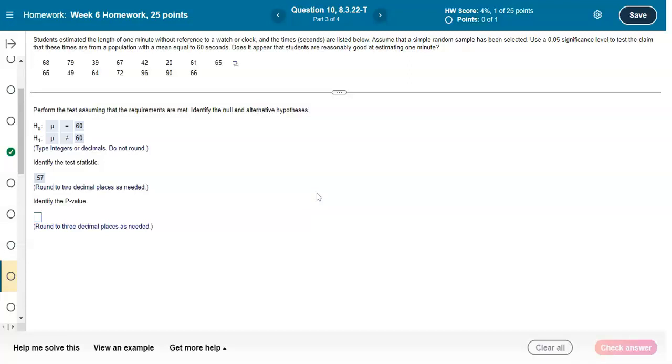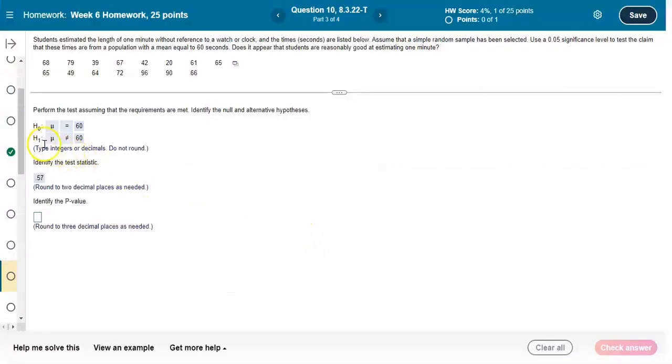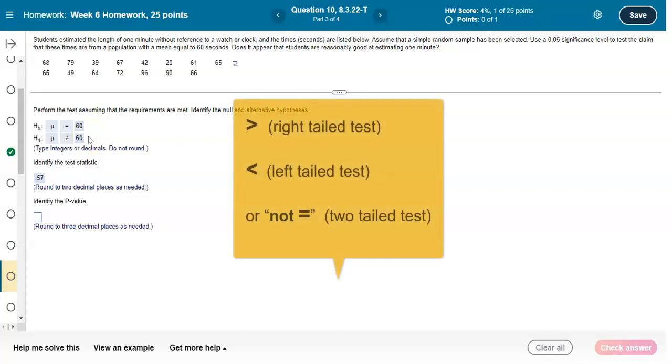So now we need to get the p-value. So to get the p-value, we're going to use one of these 3 functions, and it depends on if our test was a left-tailed, a right-tailed, or a two-tailed test. If it's a left-tailed test, we will use the function t.dist. If it's a right-tailed function, we use t.dist.rt. RT means right. And if it's a two-tailed test, we use t.dist.2t.